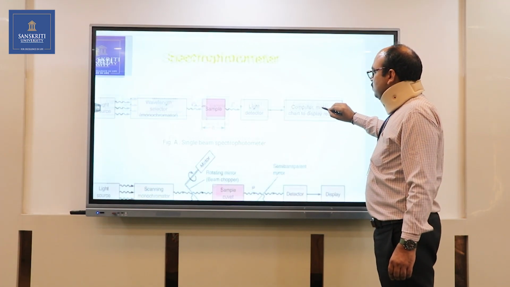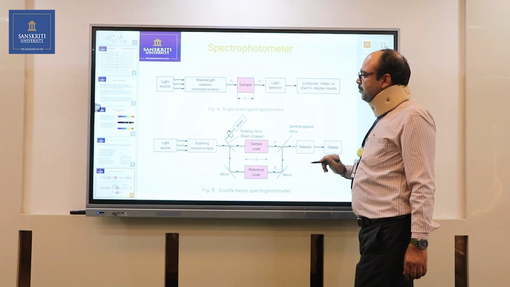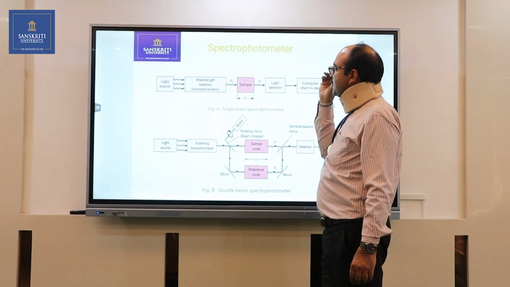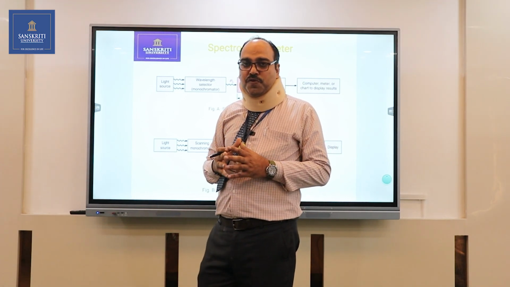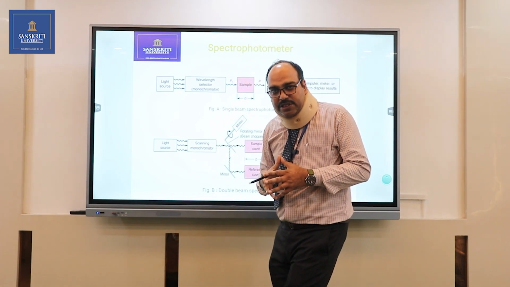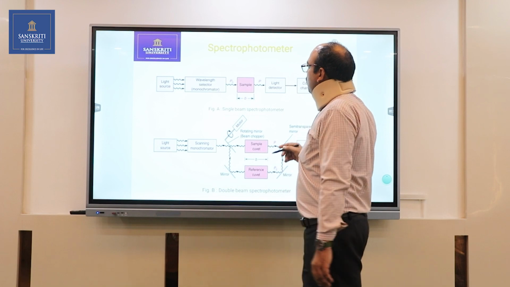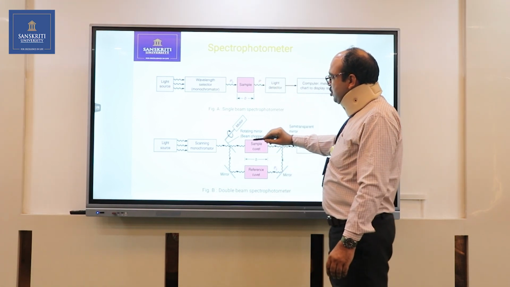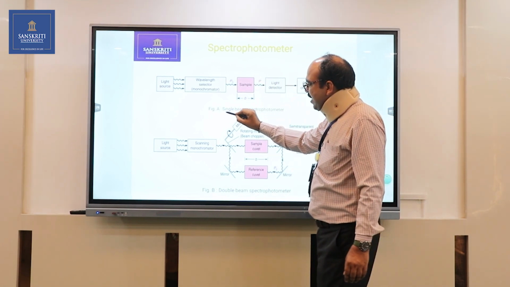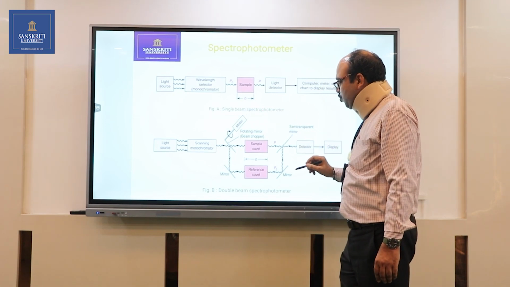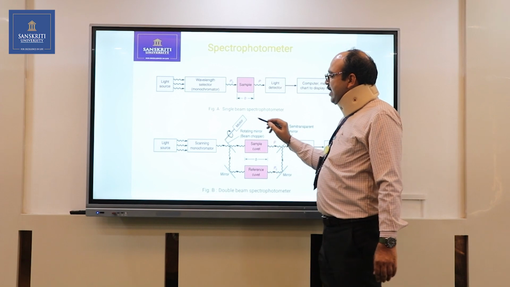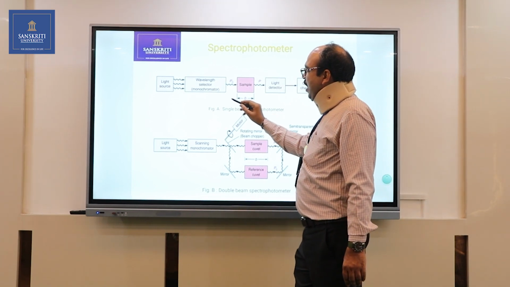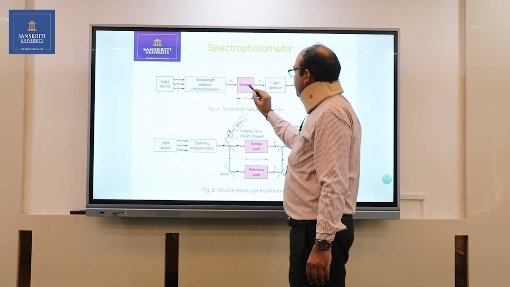Now we're talking about the spectrophotometer. It is an instrument which we use to find out the absorbance. If you see, there are two pictures. One is figure A, which is a single beam spectrophotometer, and figure B, which is a double beam spectrophotometer. In a single beam spectrophotometer, you can see there are 5 boxes.